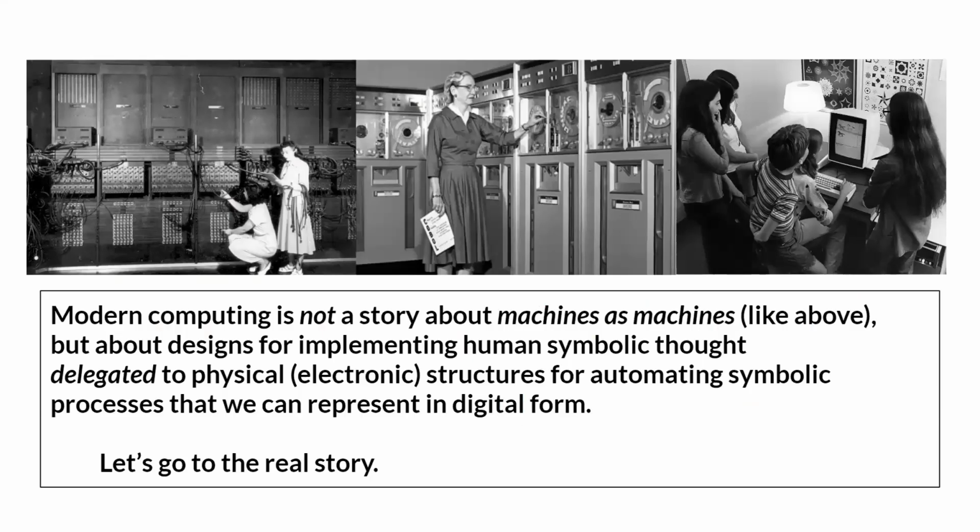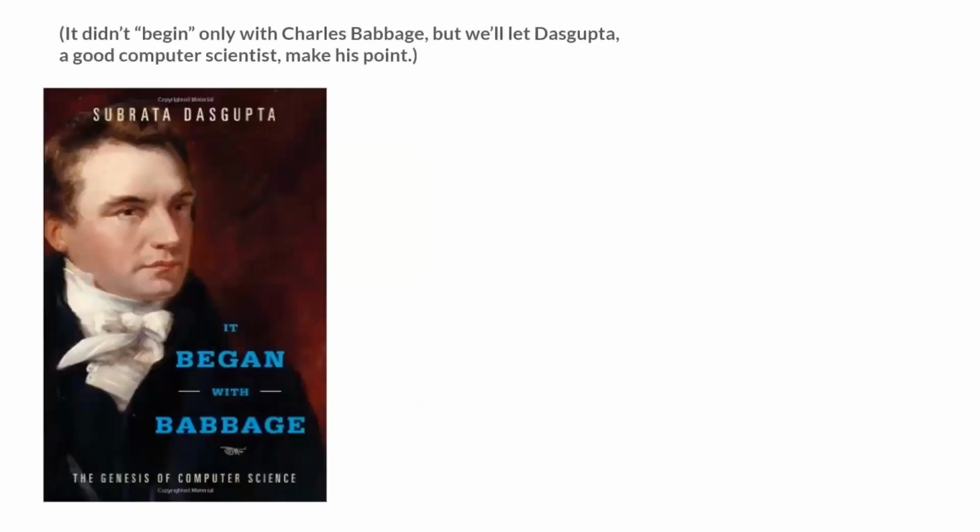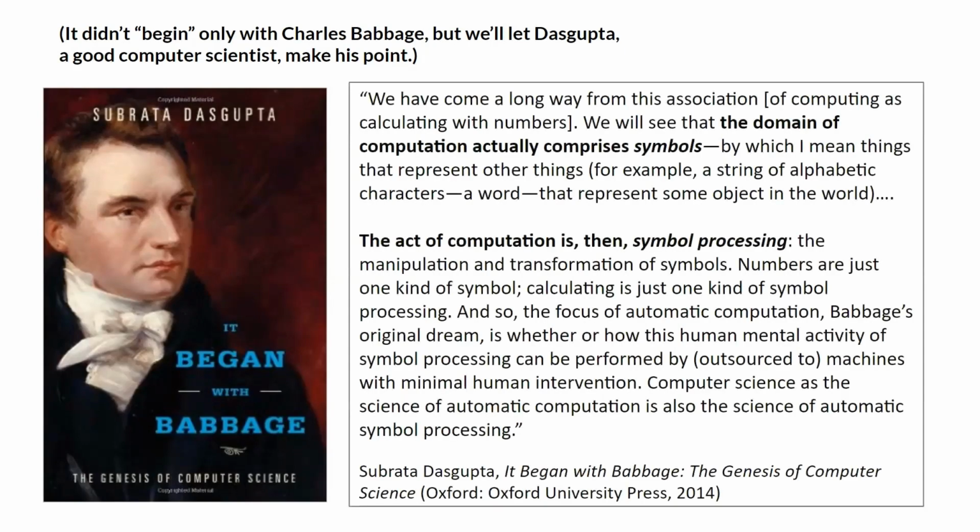But modern computing is not a story about machines, as we often see in images like the ones above, but about designs for implementing human symbolic thought, delegated to physical electronic structures for automating symbolic processes that we can represent in digital form. Let's go to the real story. Well, it didn't only all begin with Charles Babbage, the guy who invented the difference engine and then the analytical engine in the 19th century, but Dasgupta makes a great point, so let's read.